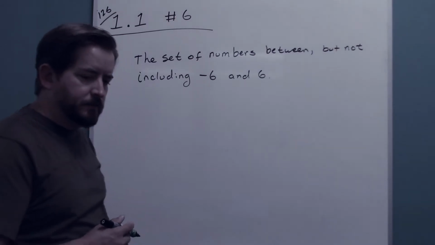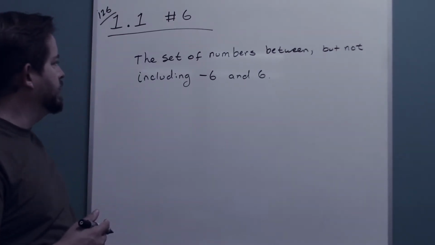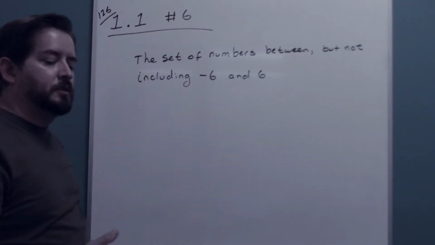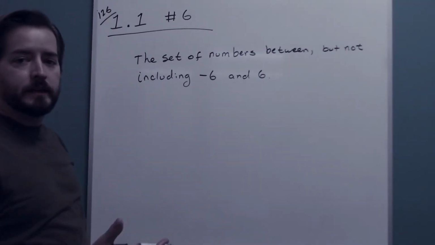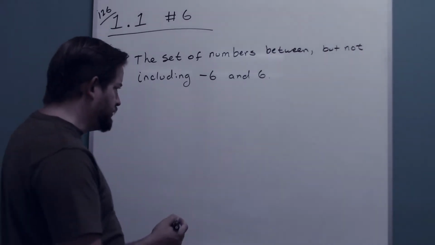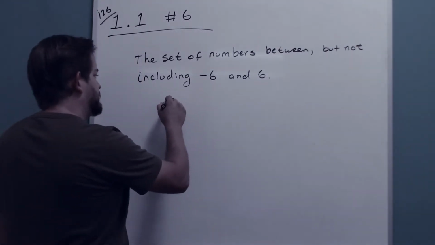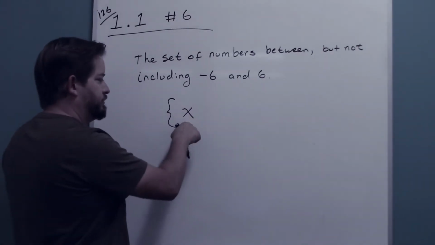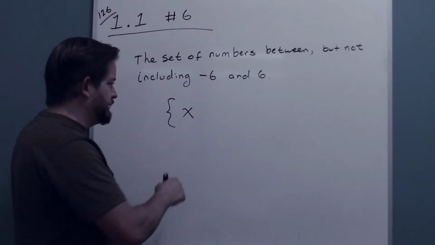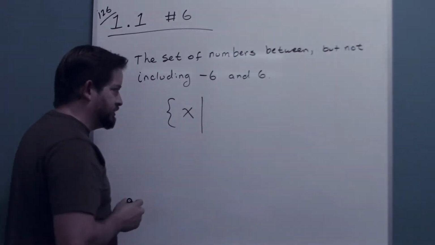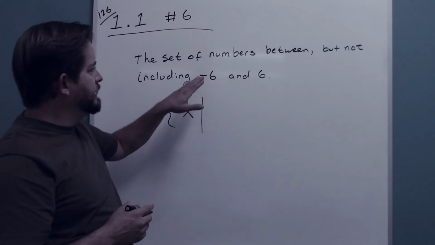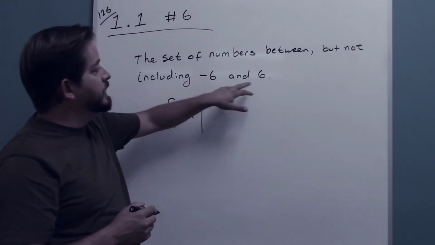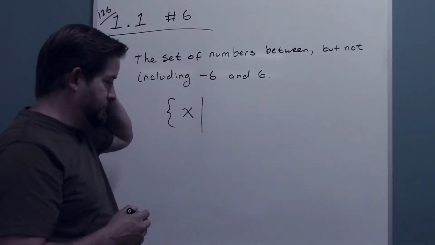Number 6 says the set of numbers between but not including -6 and 6 can be written as follows. And then your options below are all in set builder notation. So the set builder notation is always open a bracket. That means that we have a set. We're identifying just an x values, right? And then we give a condition on those x values. And that condition is given to us in the problem. It's all of the numbers between, but not including -6 and 6, right?